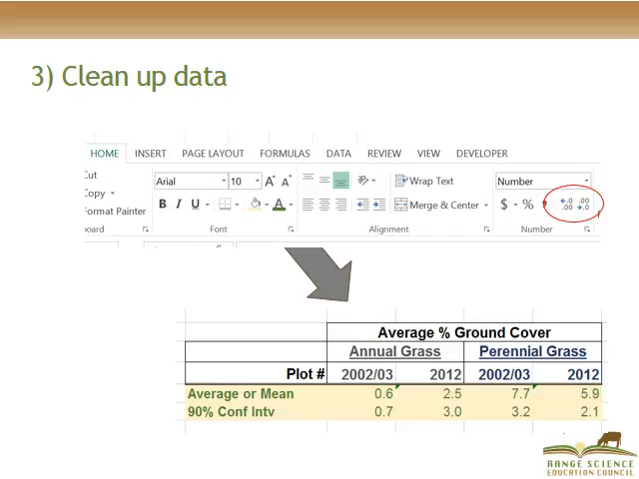So what you do is you highlight the variables in your table that you want all to have the same number of units beyond the decimal, and then click on these, either left or right, to create more or fewer units beyond the decimal. So try that. It's one easy way to do it.